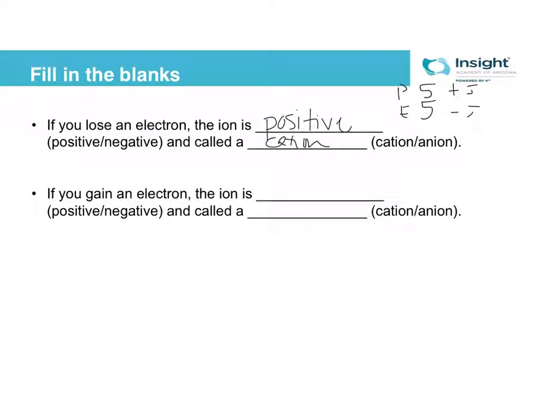Likewise, if I gain an electron, again start out neutral. We have 5 and 5, so +5, -5. If I gain an extra one, that makes it -6, then my overall charge will be negative, because -6 plus +5 is -1. And negative doesn't have any tie to a cat, so that's the anion. Hopefully this is sinking in a bit, but we will practice more of this.